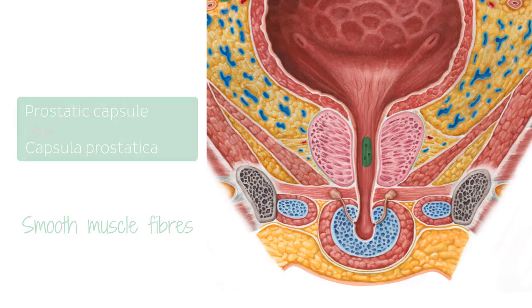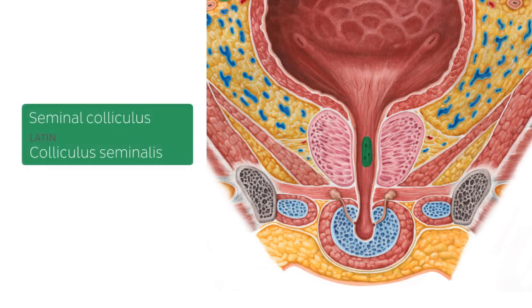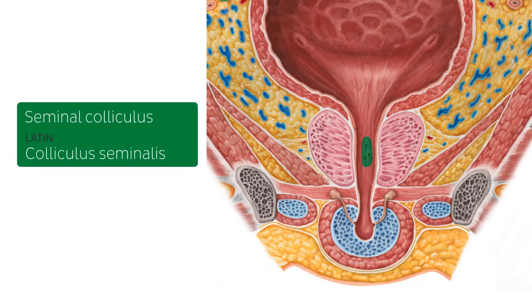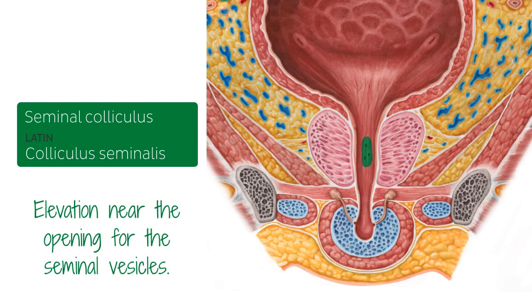Next, we're going to be highlighting what is known as the seminal colliculus. The seminal colliculus, seen here highlighted, is the part of the prostatic urethra that refers to an elevation near the opening of the seminal vesicles.